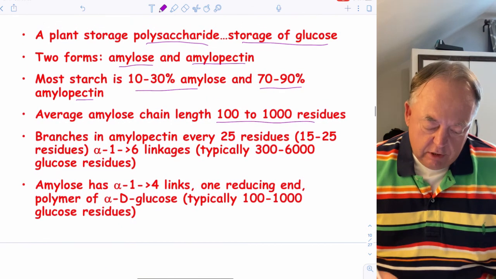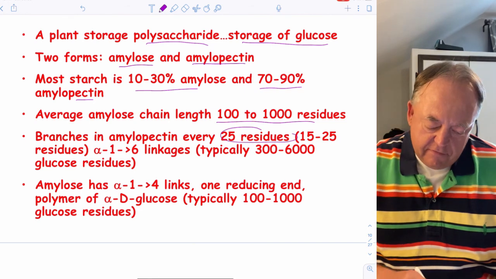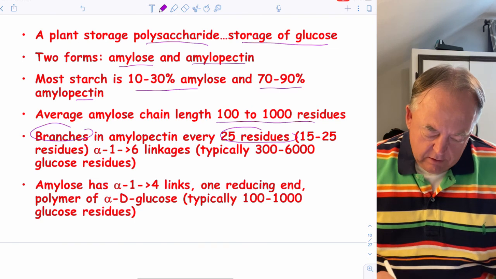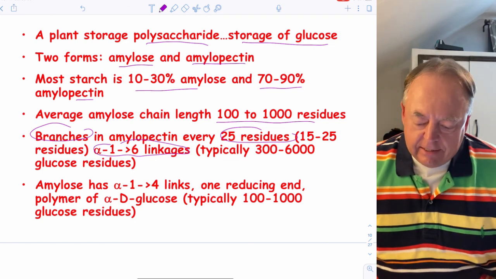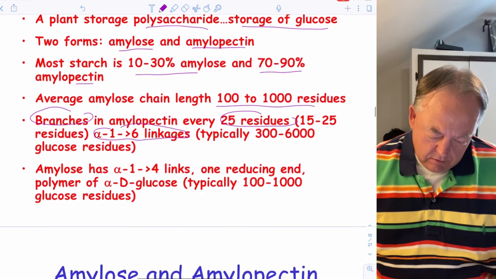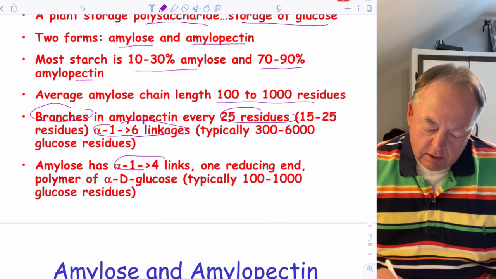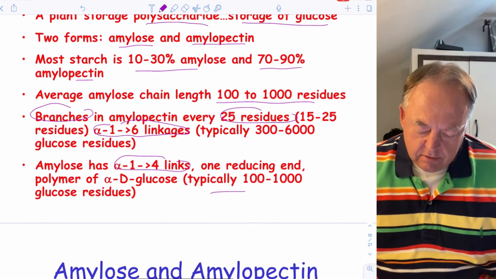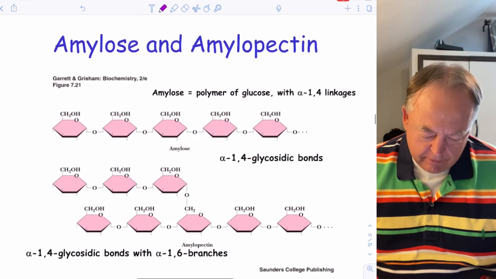So what's the difference between them is that amylopectin has branches about every 25 glucose residues, and those branches are at the 1,4 glycosidic linkages. So amylose has 1,4 glycosidic linkages, and again typically 10 to 100 to 1,000 glucose residues long. So we'll look at the structures of them to make sure that makes sense.